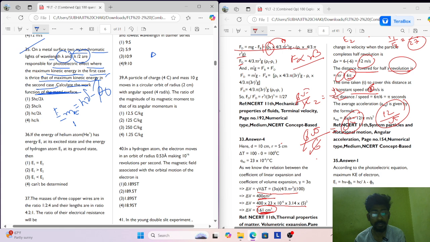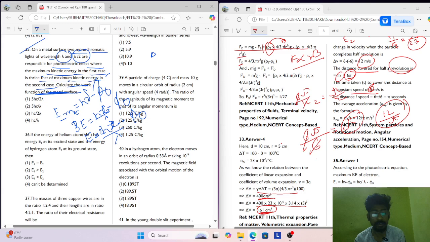Where the maximum kinetic energy in the first case is thrice. That means 3E equals h nu minus phi naught. Another is E equals h nu minus phi naught. But in both the cases, this one is hc by lambda. This is 2hc by lambda.